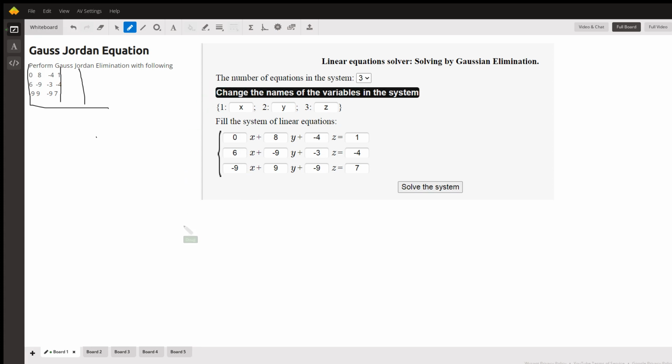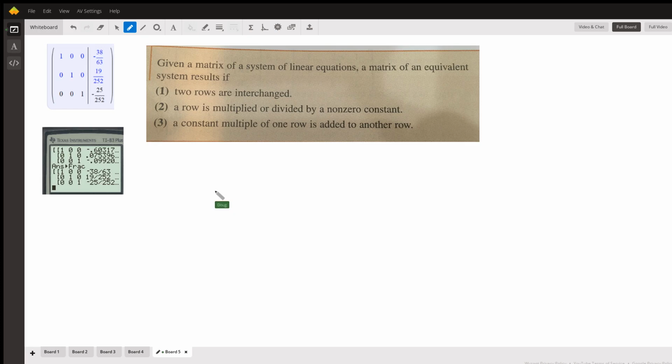Before we see the steps involved, here's what you want to end up with. You want to transform the original augmented matrix so that you have all ones along the diagonal and 0 everywhere else. And then this will be x equals -38/63, y equals 19/252, and z equals -25/252.